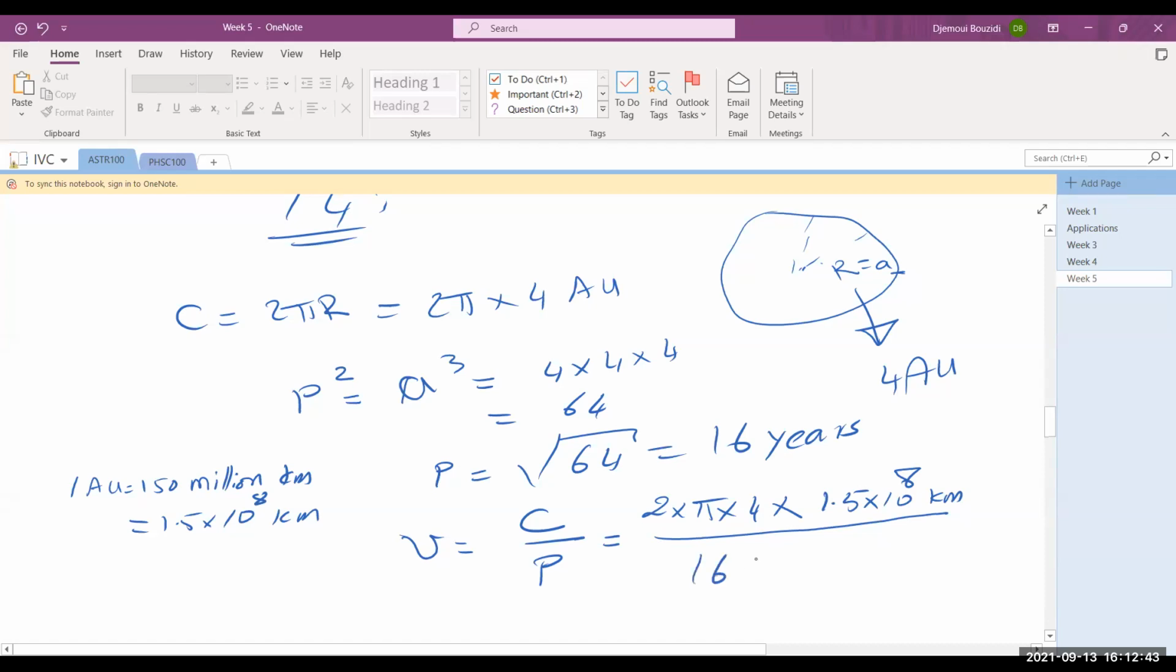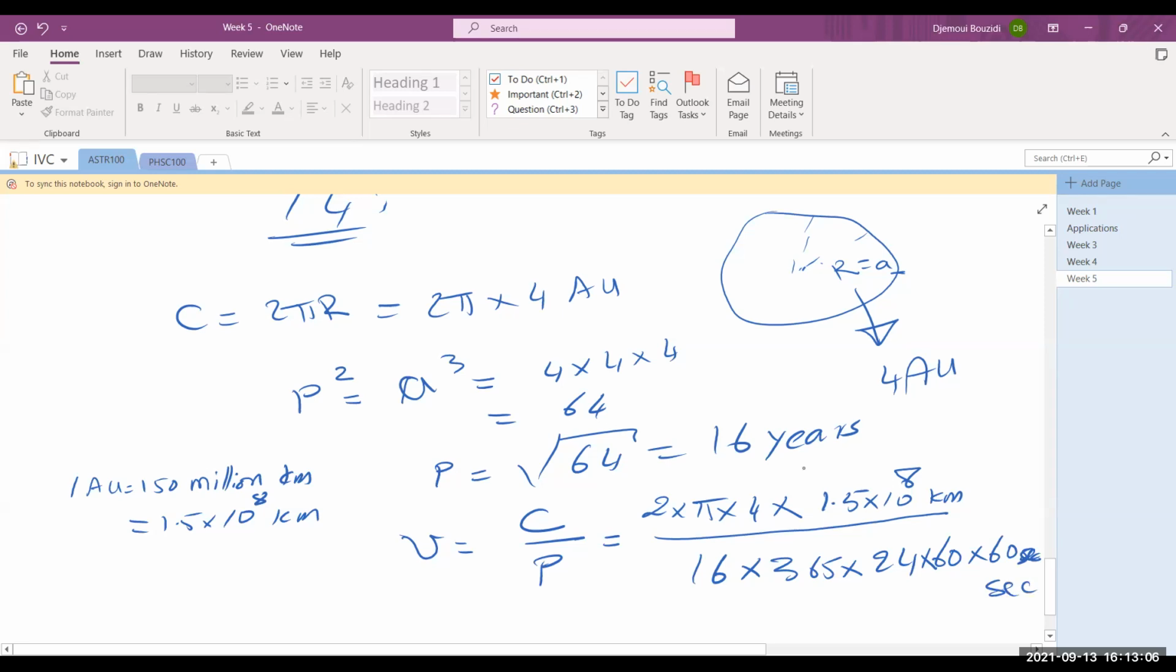Divided by 16 years. 16 years, 1 year has 365 days. 1 day has 24 hours. An hour has 60 minutes. A minute has 60 seconds. They want the answer to be in kilometers per second. And that's the only way to get to kilometers per second, and that is to do several conversions.